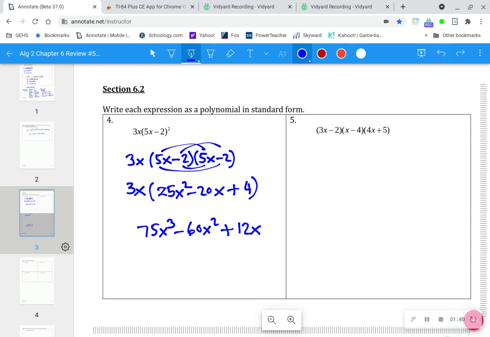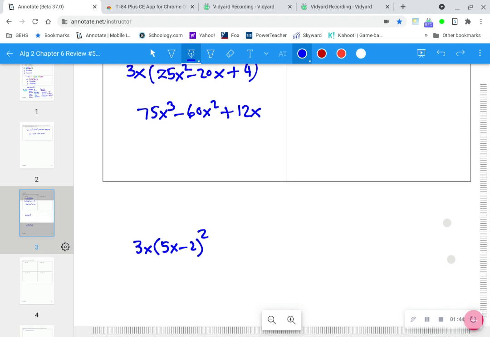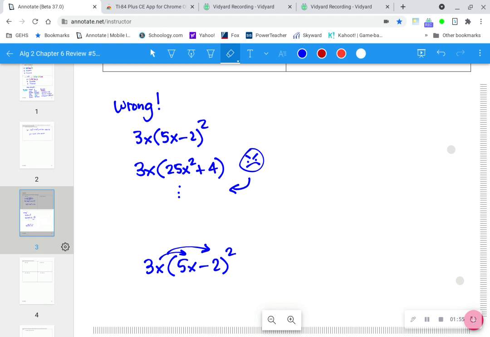Now here's a really good opportunity to discuss with you a common mistake, and I'm going to come down here and show you how somebody might have started that problem. If you think that exponents distribute, you might do it this way. But it didn't work. That gives the wrong answer. In other words, it's not enough to simply square that part and square that part. You can't distribute that exponent.